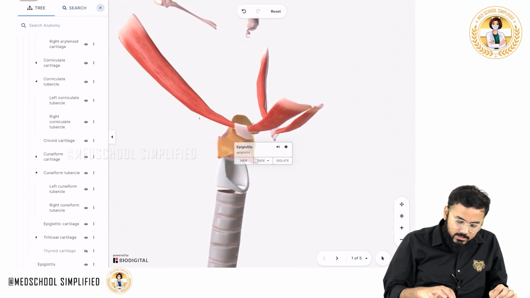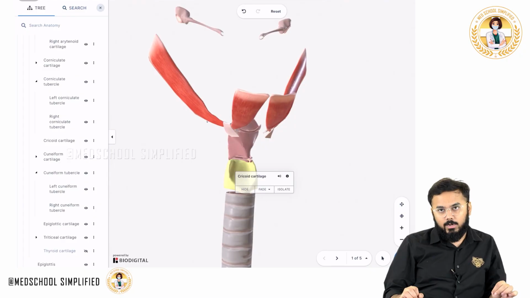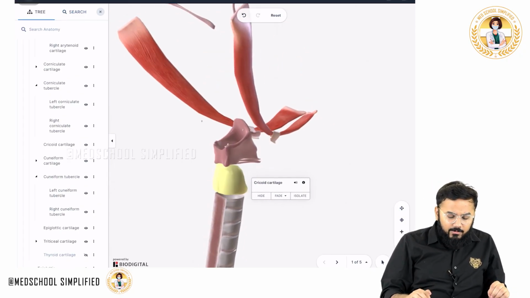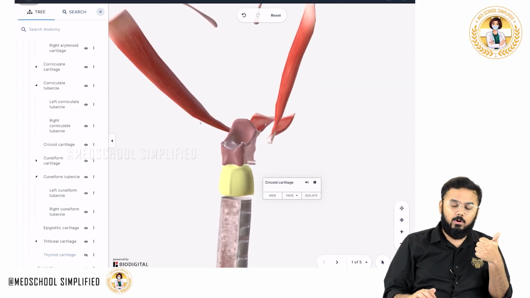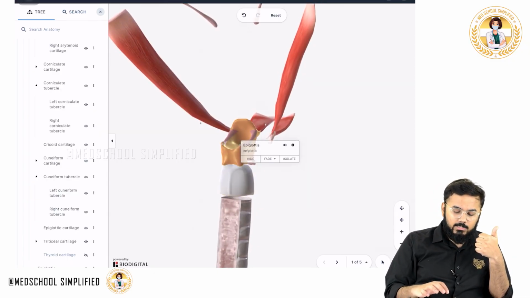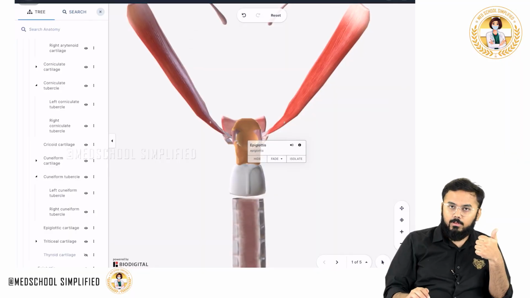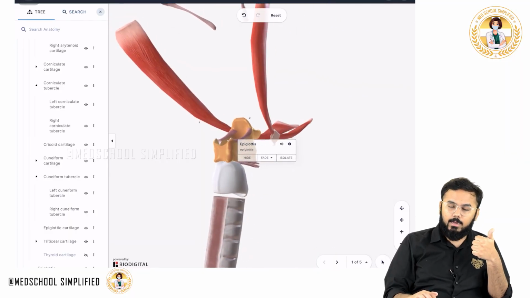And down here, what is this ring-shaped cartilage? This is called your cricoid cartilage, right? So apart from this, one cartilage we discussed is the epiglottis. How many epiglottis are there? See, only one epiglottis is there, right? So can I write it as unpaired cartilage?